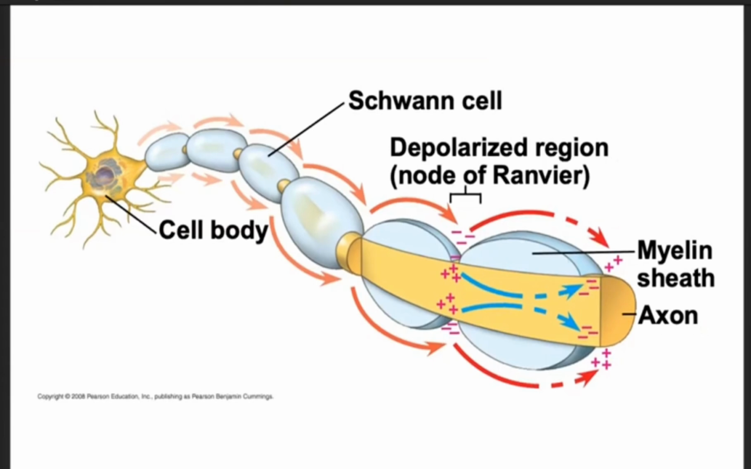So this idea of saltatory action of the nervous system is something that you have to be very familiar with, and you should know what myelin is and what Schwann cells do for SAT biology and as well for your general livelihood.